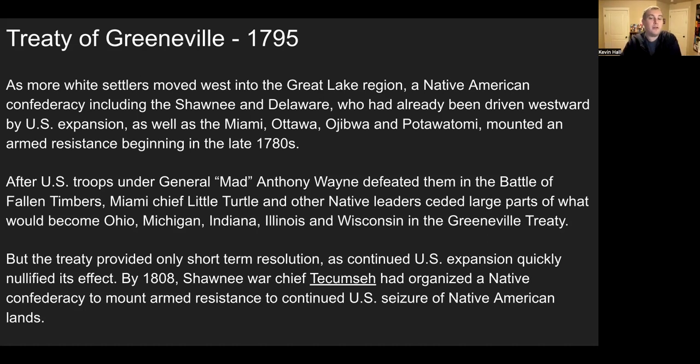But the treaty provided only short-term resolution. As U.S. expansion continued, it quickly nullified its effect. In other words, they kept on expanding into that land. By 1808, Shawnee War Chief Tecumseh had organized a Native Confederacy to mount armed resistance to continued U.S. seizure of Native American lands.